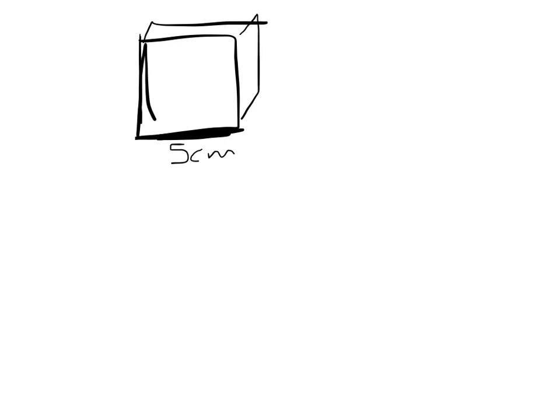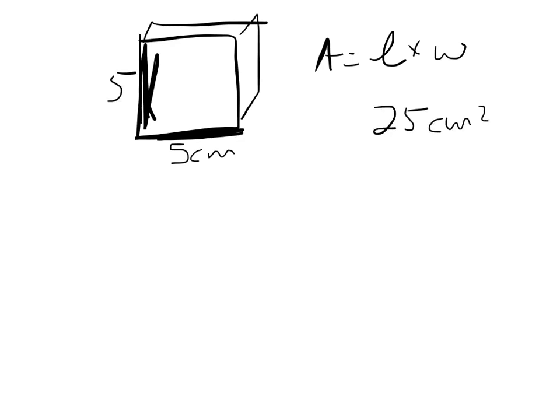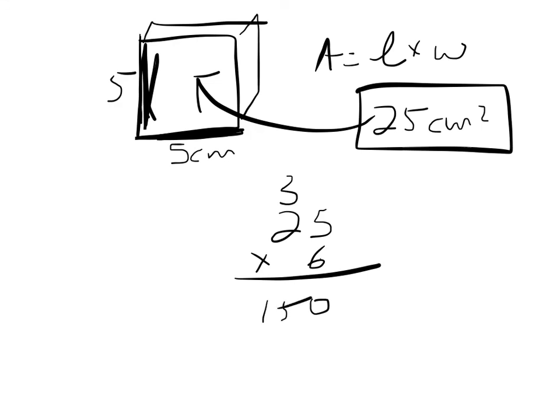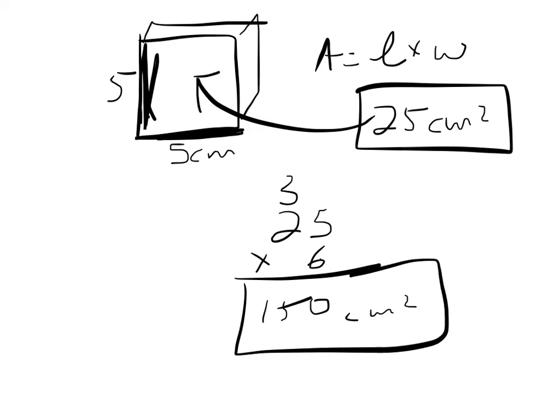So I know area equals length times width. So this front here, if this is 5, this will also be 5. So 5 times 5 will be 25 square centimeters for the area of just this front. Now on a cube, I know there's 6 faces or 6 sides, so I'm going to have to do 25 times 6. 6 times 5 is 12, 13, 14, 15, so I've got 150 square centimeters, and that will be the surface area of this.